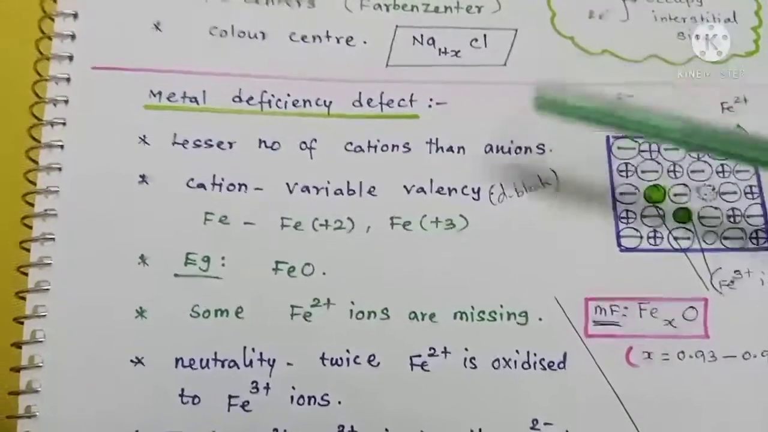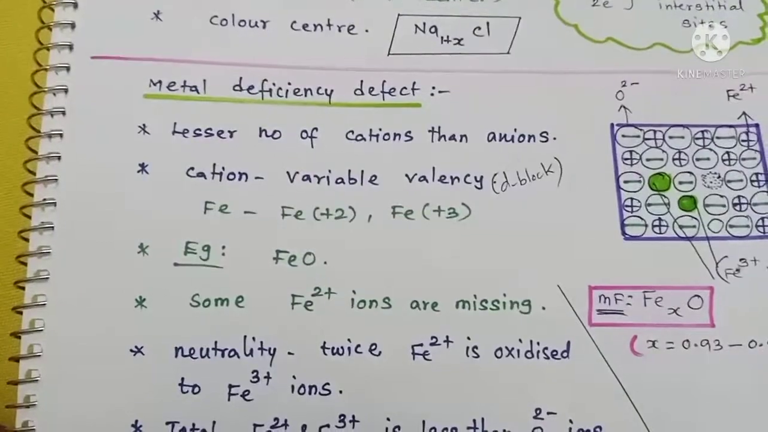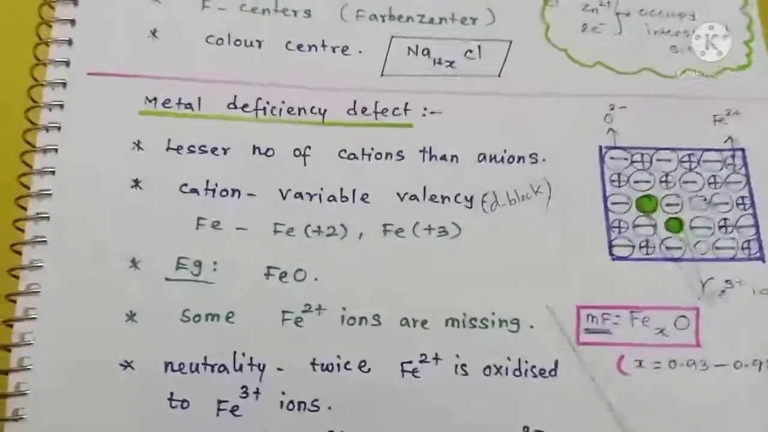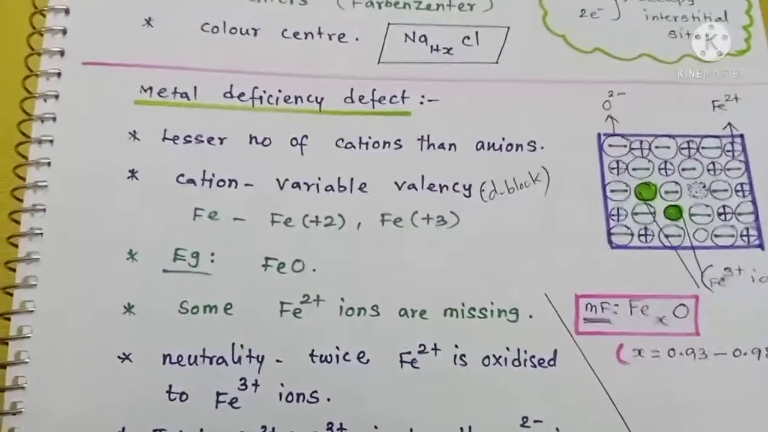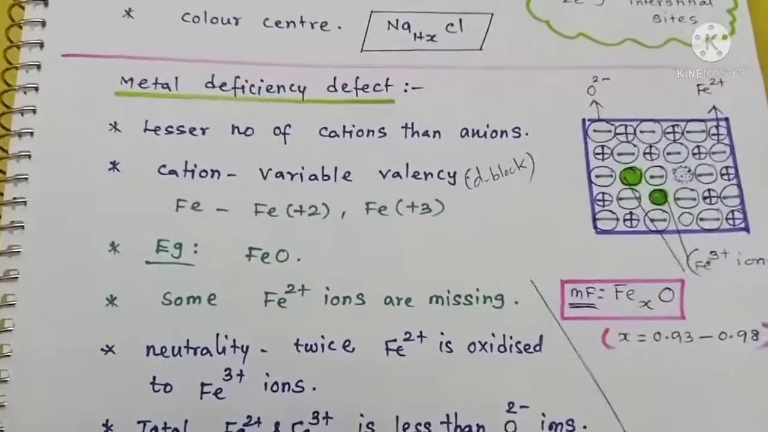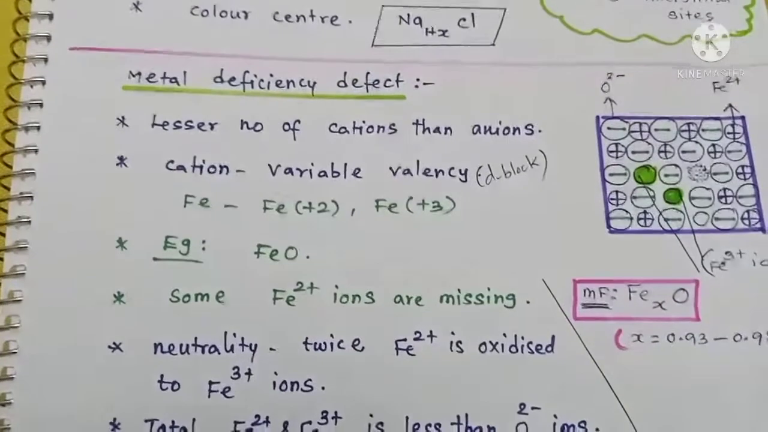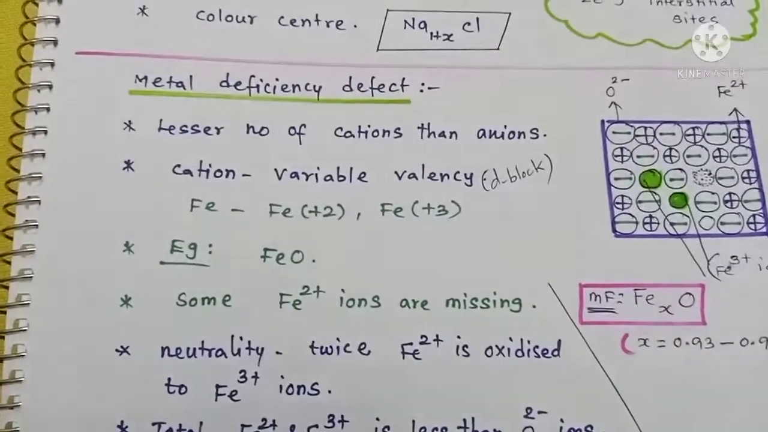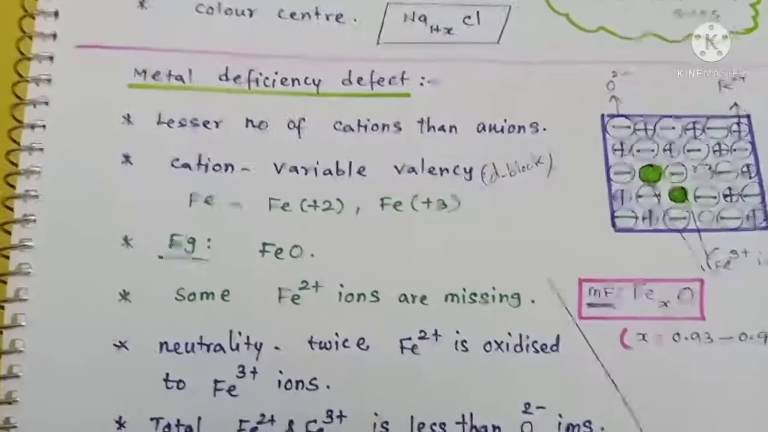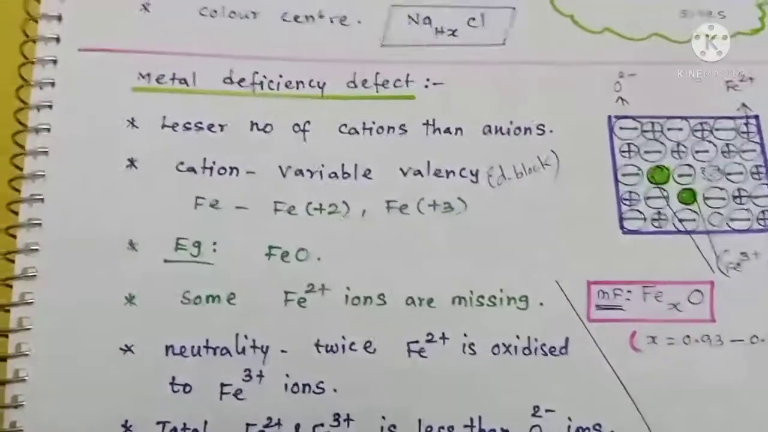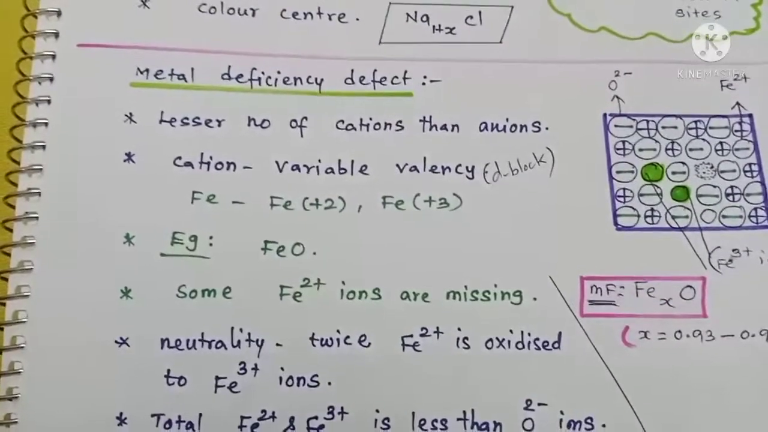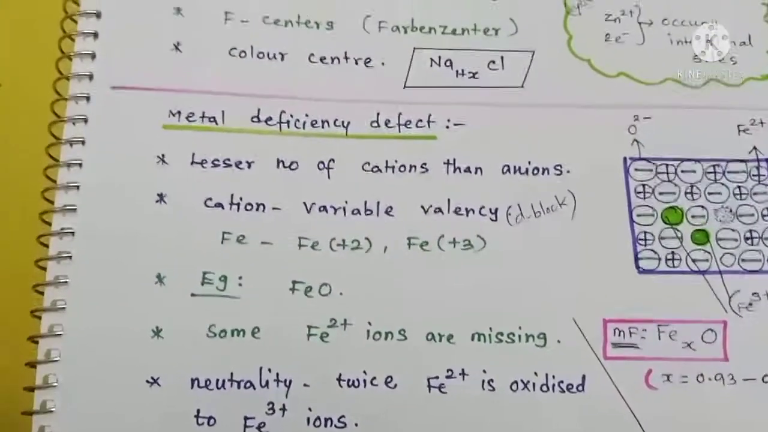This defect is because of a lesser number of cations than anions. So in a metal deficiency defect, the number of cations will be less than the number of anions, which means a certain number of cations will be missing from the lattice points. Okay, right. Then in what kind of crystals is this metal deficiency defect observed? This is observed in ionic compounds where the cation has variable valency. So what does variable valency mean? Certain elements have more than one valency, isn't it? Only in such metal compounds is this type of metal deficiency defect observed.